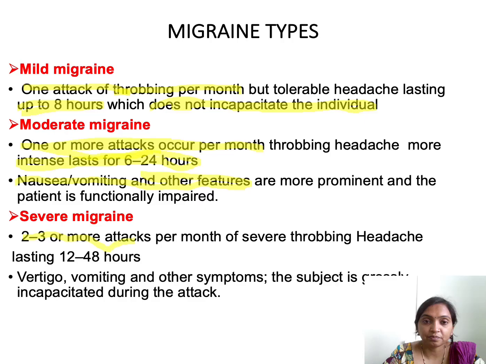In case of severe migraine, there will be 2 or more attacks per month with severe throbbing headache, and this headache will last for more than 12 to 48 hours. That is 1 to 2 days it will be there. And this will also be associated with nausea, vomiting, vertigo and other symptoms.